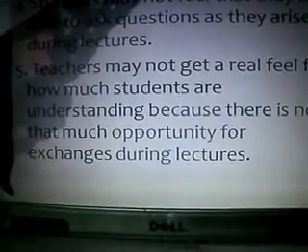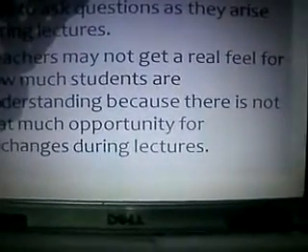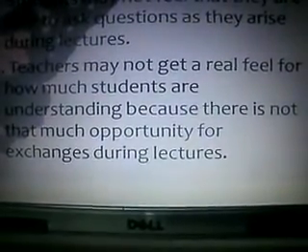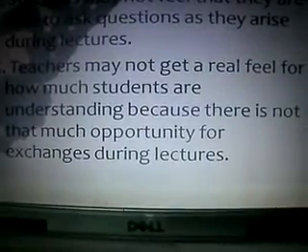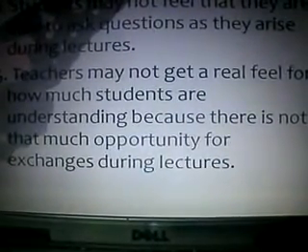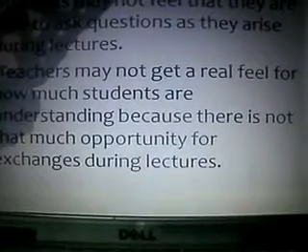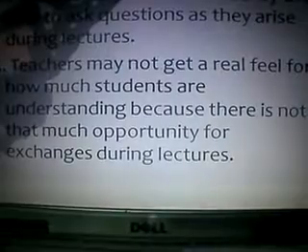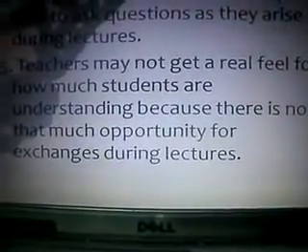Fifth, teachers may not get a real feel for how much students are understanding because there is not that much opportunity for exchanges during lectures. Even for the teacher, there is a negative effect because when he or she asks the students if they understand the lecture, some would say yes, some no. Another is when the majority says yes, but when the teacher gives a quiz and the results are not good, the method used is not effective. So that's the cons. Let's go to the next part: when to use lecture.